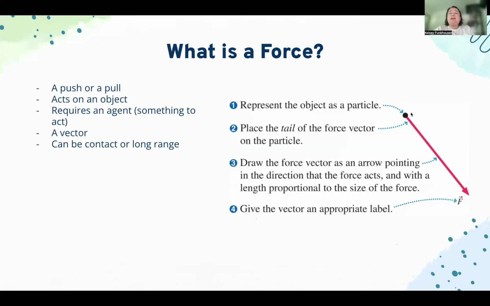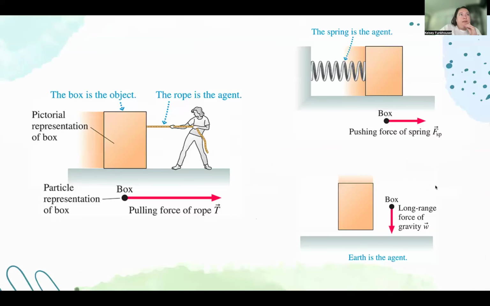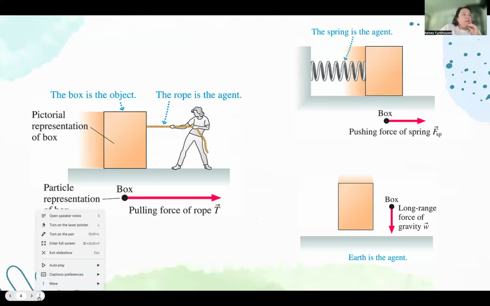So we have the little particle at the end. That part represents the object that the force is acting on. Then the force vector comes off of that in the direction of the push or pull that the object is experiencing. And the other thing we do with force vectors is give them labels. So let's look at these examples.